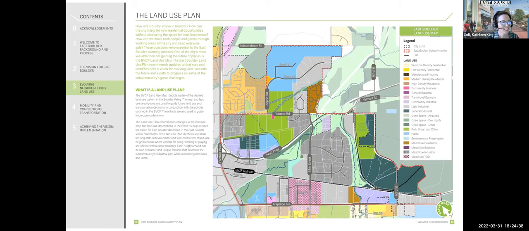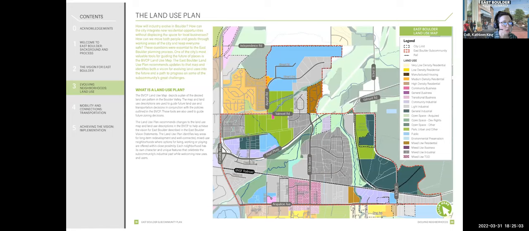Okay, so we will start with the land use plan. And the recommendations for land use include changes to the current BVCP land use map. So that's the Boulder Valley Comprehensive Plan land use map. Approximately 250 acres that are currently designated as light industrial are proposed to change to mixed use neighborhoods.